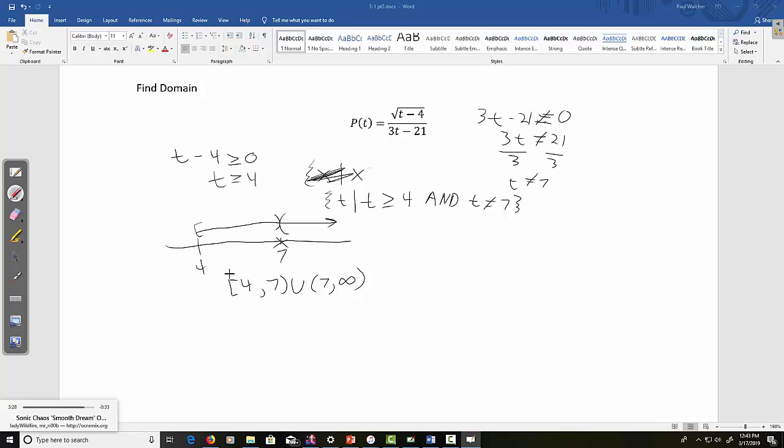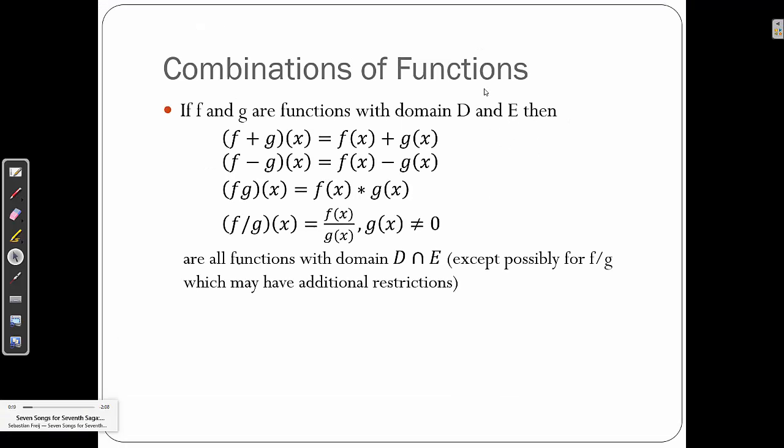So that's finding domain. We'll get a little bit more practice in this section still, but we're going to move on to talk about combinations of functions. So these are new functions you can build from functions you already have. So if you have two functions f and g that have domain d and e, so d is the domain of f, e is the domain of g, you can build these combination functions.